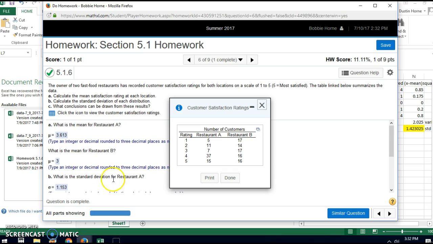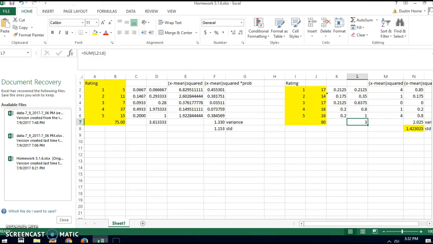Now we want to know what is the standard deviation. You've already calculated the mean. Now what you want to do is take each one of your ratings and subtract it from the mean, and you want to square it. So you're going to do 1 minus 3.61 times 1 minus 3.61. Or you can say 1 minus 3.61 and then square it, and that's how you get these numbers. So rating 2 minus 3.61 and square it, rating 3 minus 3.61 and square it, and so forth.